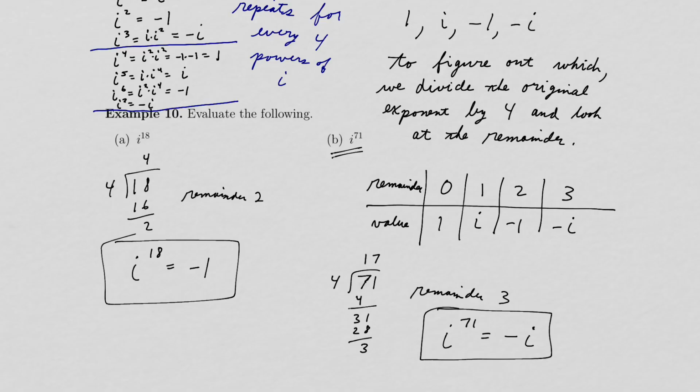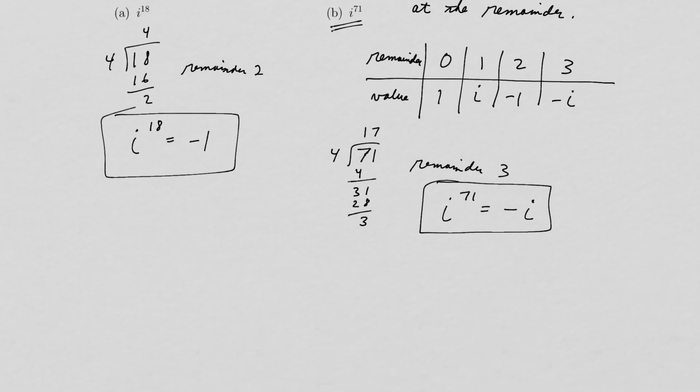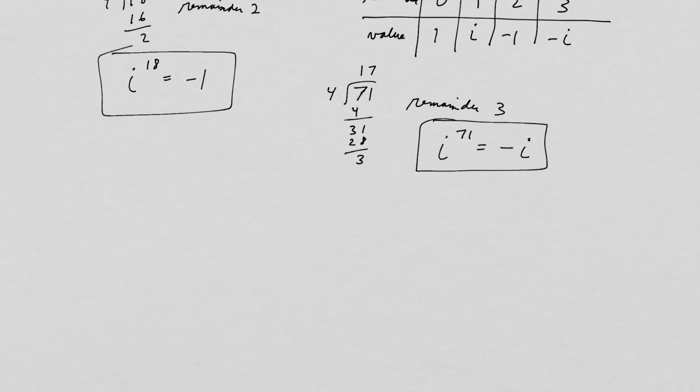Now, there are other ways of doing this. This is the easiest way: just divide the original exponent by 4 and look at the remainder. We could also use exponent rules. Let me just show you this quickly, and that'll be it for this section. We could use the exponent rules.